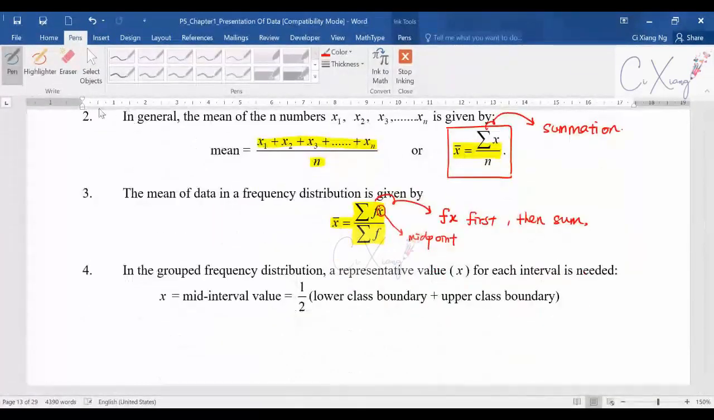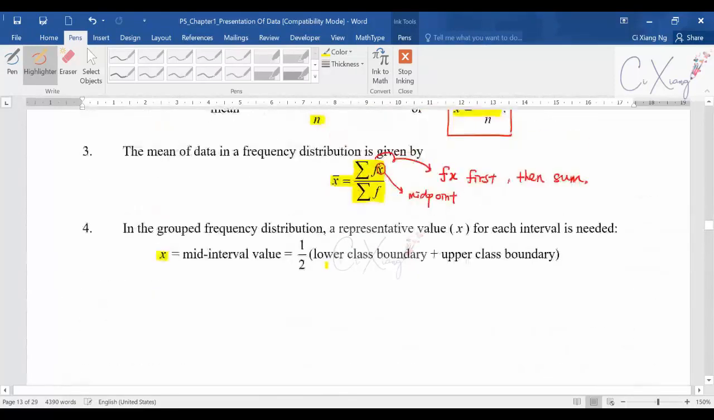Right, so here they said already, x is what? x is the midpoint, which is the lower class boundary plus the upper class boundary divided by 2. So I think all these are quite basic. All right, so this is what we have.